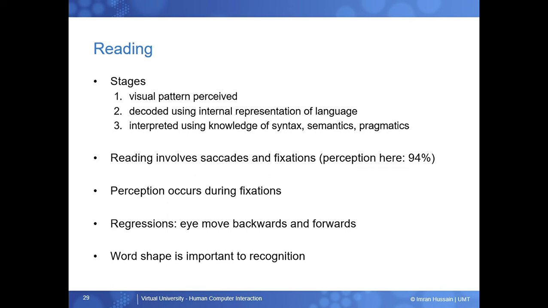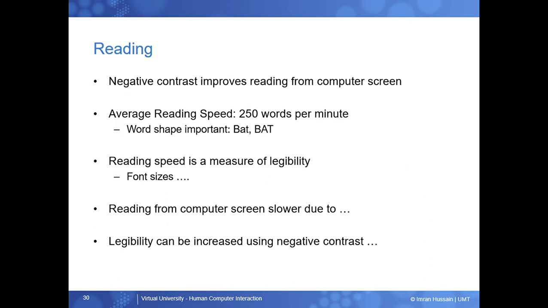Okay, so the stages is the visual pattern perceived, and then decoded using internal representation of language, interpreted using knowledge of syntax, semantics, and pragmatics. So reading involves saccades and fixation. Perception occurs during fixation. Regression, eye moves backward and forward, and of course, word shape is important to recognition. So negative contrast improves reading from computer screen.